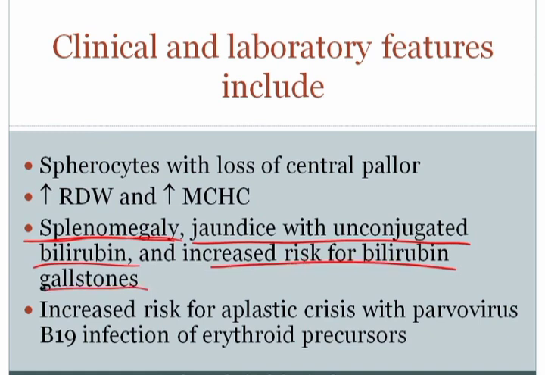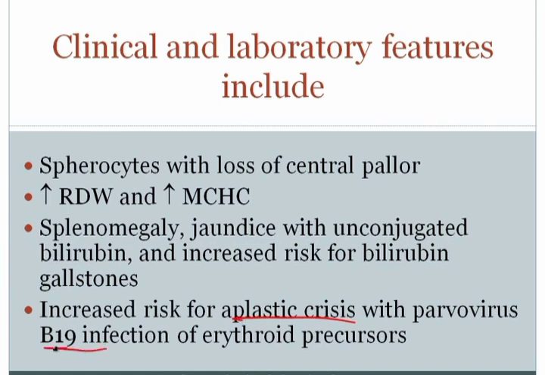If you recall from my previous lecture, the jaundice is very easy to understand. As the spleen is eating away at the red blood cells, it will eventually have to put out unconjugated bilirubin. That unconjugated bilirubin will overwhelm the liver's ability to conjugate, and so increased unconjugated bilirubin will be floating around in the blood, hence the jaundice. Over time, the liver will conjugate all of that bilirubin and throw it into the gallbladder, and that's going to result in a very high concentration of bilirubin in the gallbladder, increasing the risk for bilirubin gallstones. These patients will also have an increased risk for aplastic crisis with parvovirus B19 infection.